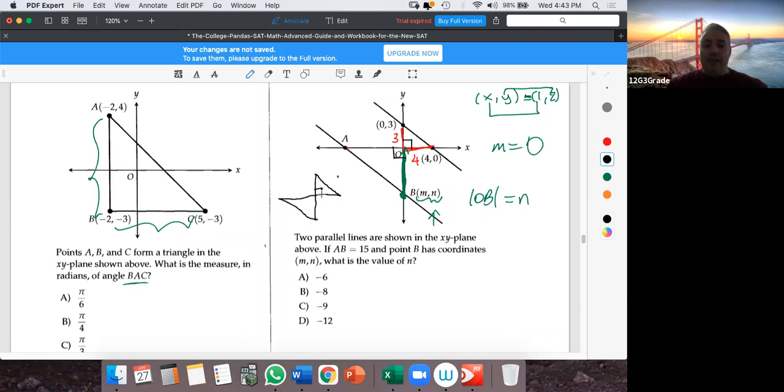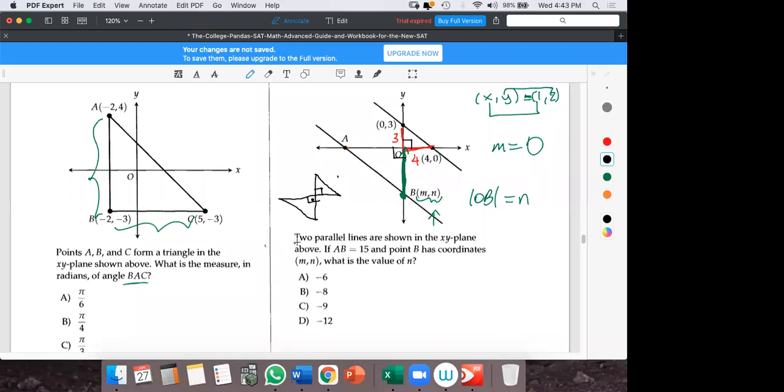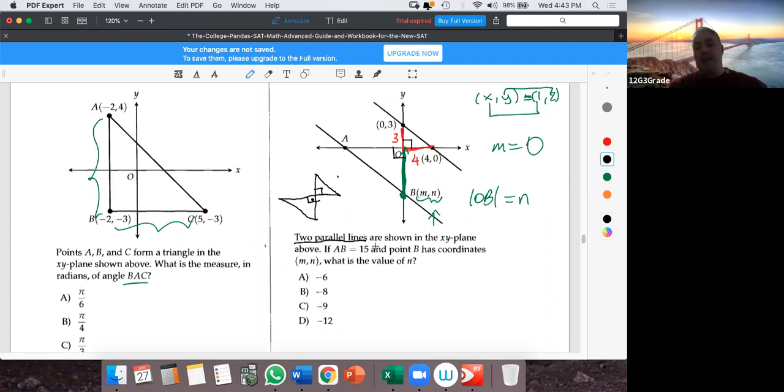We have two triangles that are similar. Why are the two triangles similar? Do we have any idea? Since two parallel lines are given, this one is parallel to this one. It means that the angle here is equal to the angle here.